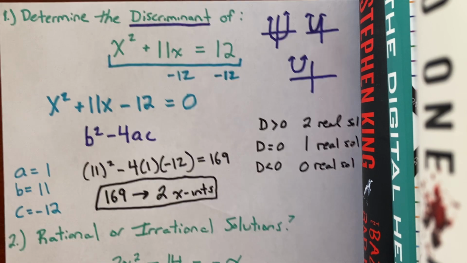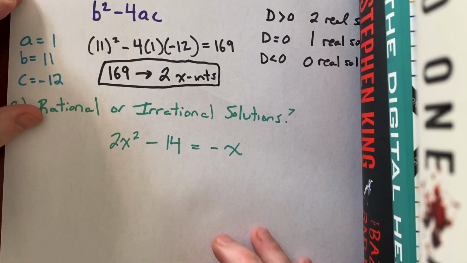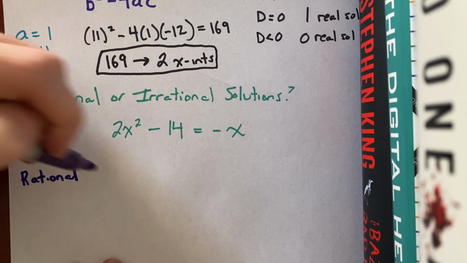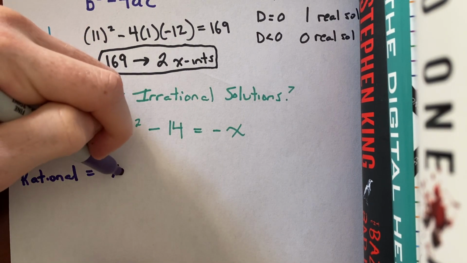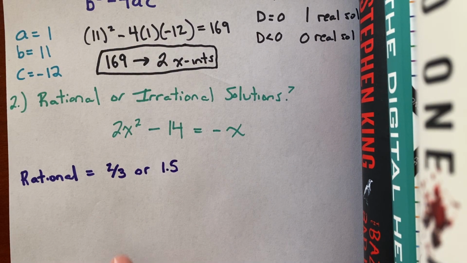All right, second question on your Performance Matters assignment number 1. It gives you a quadratic equation, also not in standard form, so we want to address that. But it says, is this going to be a rational or irrational solution? So just a quick little definition here. A rational number is a number such as 2/3 or 1.5. It's a fancy way of saying a fraction or a nice clean whole number or decimal.